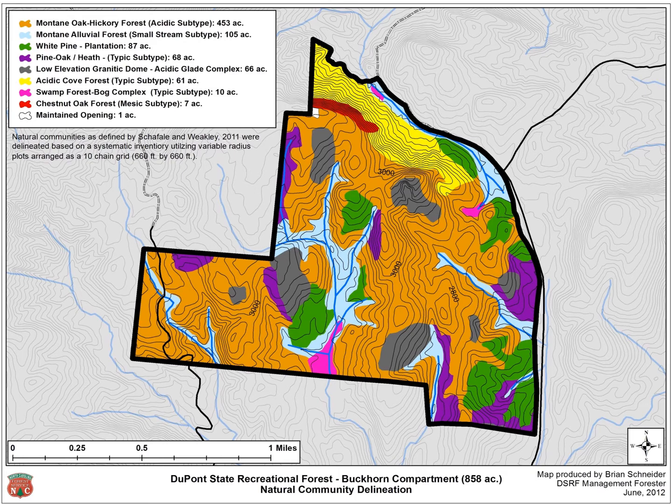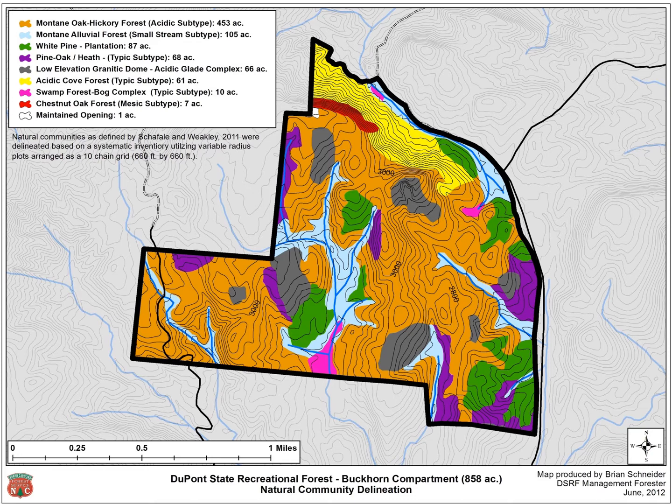This slide here displays the natural community types of a roughly 850-acre portion of DuPont State Forest in western North Carolina. From the map, you can see that the majority of the area, as represented by that orange color, falls within what we call the montane oak hickory natural community. These areas are upland forest areas that contain a varying mix of scarlet oak, white oak, black oak, pignut hickory, and other associated species like sourwood and black gum on relatively dry but productive slopes and ridges.